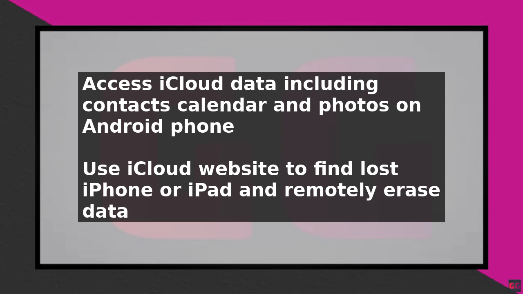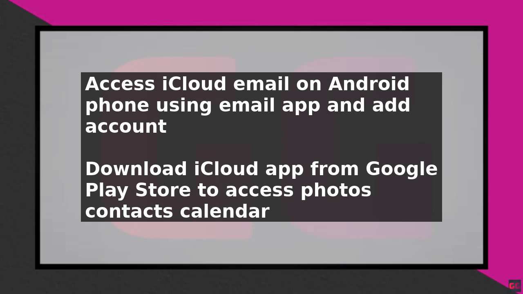To do this, go to the Settings menu on your Android phone, select Accounts, and then select Add Account. Choose the option to add an email account, and then enter your iCloud email address and password.